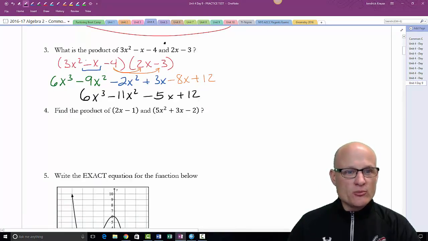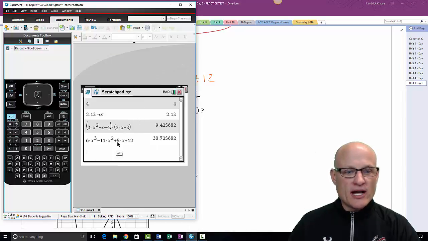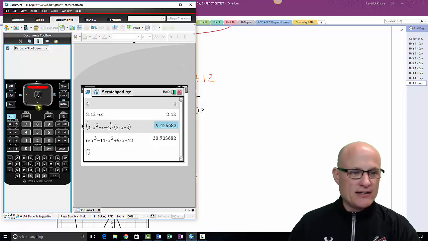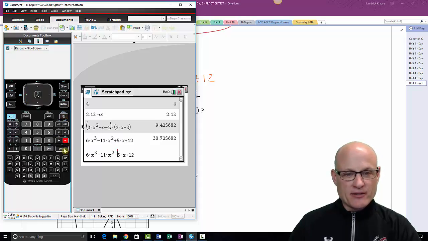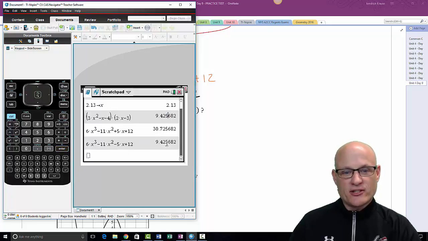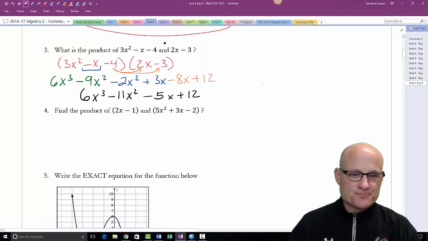So 6x cubed minus 11x squared minus 5x. Oh, I got a plus 5x here. Ah, should have been minus 5x, right? Minus 5x. Oh, I hope this is the... delete minus. Of course, you got to type it in right. There it is. Matches. They're exactly the same. Ooh, thought I made a mistake.